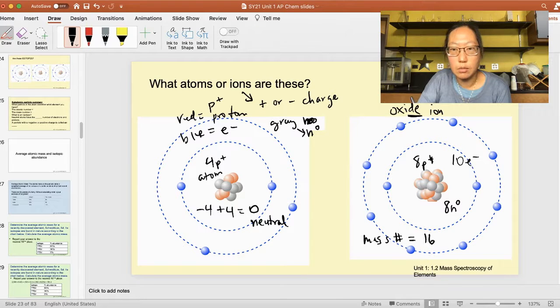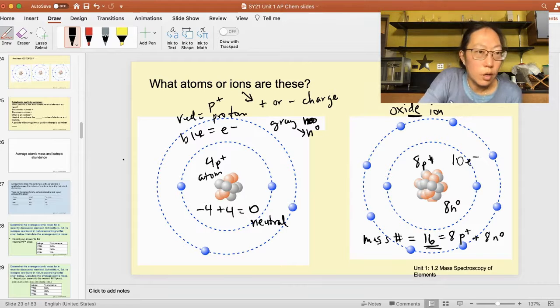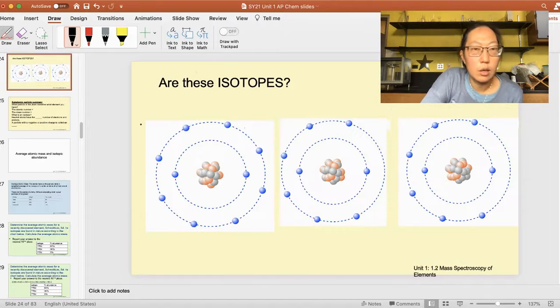16. Yes, 16. Okay, so 16 is the mass number. That's equal to 8 protons plus 8 neutrons. The mass of these is about 1. So this is roughly the mass of this oxygen ion, oxide ion. Okay, let's go on to the next thing.